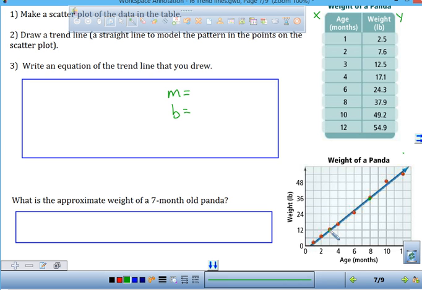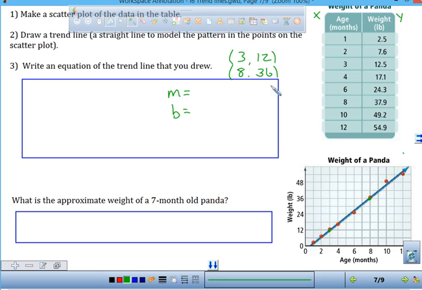Okay, so now we have the points. And whenever I find my points, I write them down. So I have 3, 12, and then what was our second one? 8 and 36. The reason I'm going to write them down is because now I can find my slope.